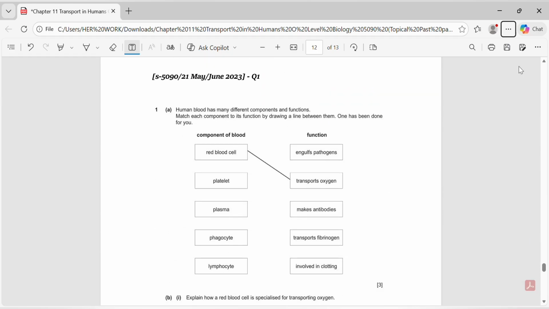Now we move on to another theory question related to human blood components and their functions. This question focuses on human blood components and their functions. In the first part, you are asked to match each component of blood with its correct function. For example, the red blood cell is already matched with transporting oxygen. Platelets are responsible for clotting, plasma transports fibrinogen, phagocytes engulf pathogens, and lymphocytes produce antibodies.